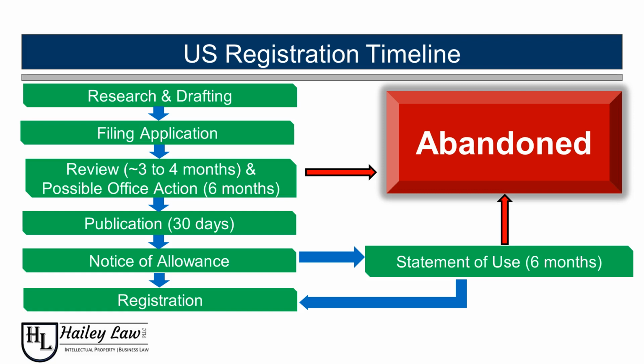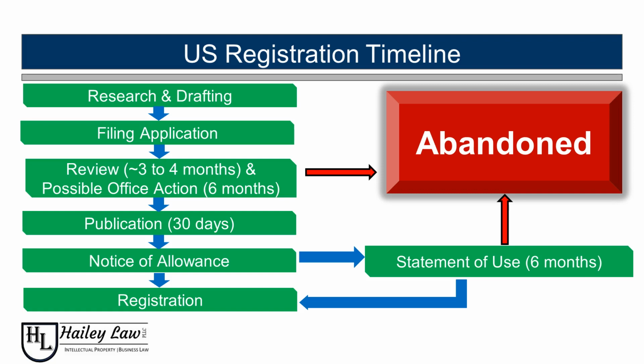Once the trademark examiner reviews the application and conducts their own trademark search, they may issue an office action. If they issue an office action, which means there's a deficiency in the application, you have 6 months to respond. If you're not able to overcome the office action, your application will go abandoned. An abandoned application means that the Patent and Trademark Office is no longer examining or looking at your application. If you overcome an office action or did not receive an office action, you will go to the publication phase.